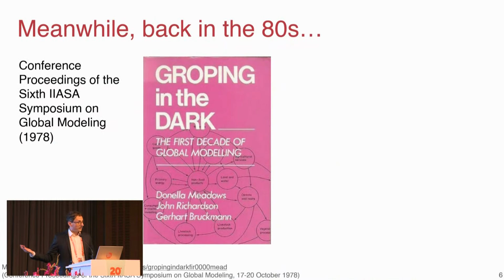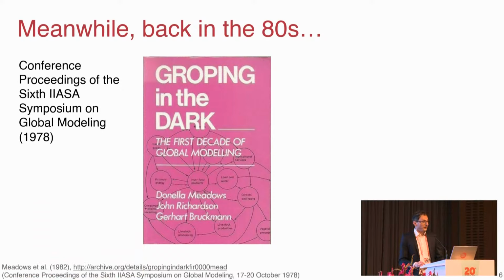But there's also other interesting stuff that was happening back in the 80s and that are still relevant for us today. This book here, Groping in the Dark, the first decade of global modeling, was published in 1982. It's actually the conference proceedings of the 6th IIASA Symposium on Global Modeling that happened all the way back in 1978, so almost 50 years ago. You can find this online. It's freely available, and it's a really interesting read.